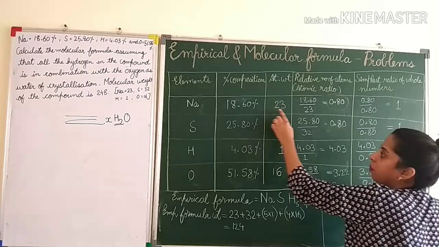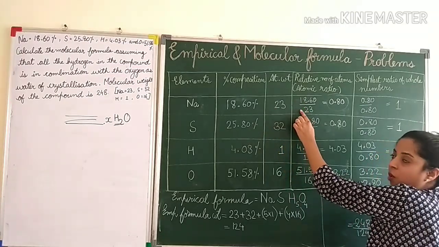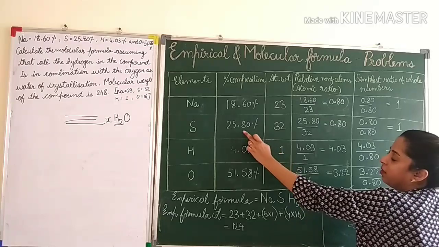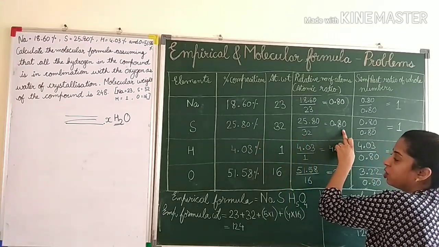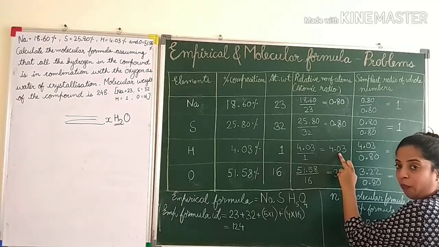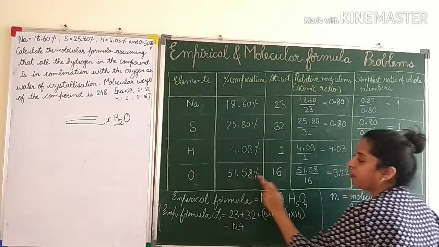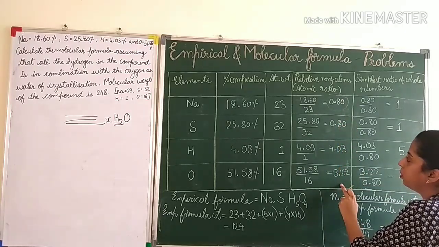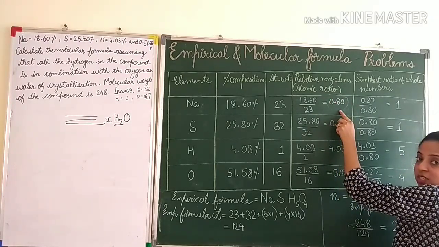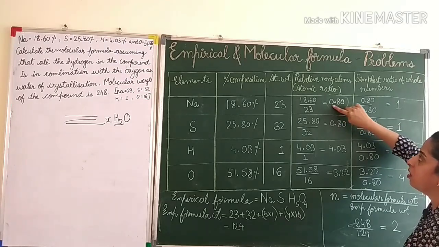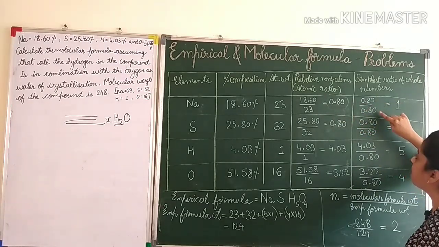We divided this by this. So 18.60 upon 23 gave you 0.80. Similarly, I divided this by this. So it gave 0.80 again. I divided this by this, so it gave 4.03. 51.5 divided by 16 gave you 3.22. Now out of all this, we have selected the smallest. Okay. And for simplest whole number ratio, we take the number that is given there and divide by smallest.